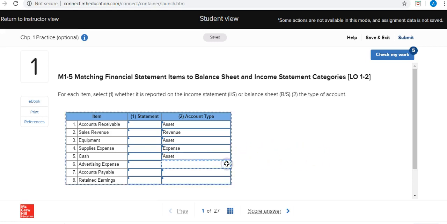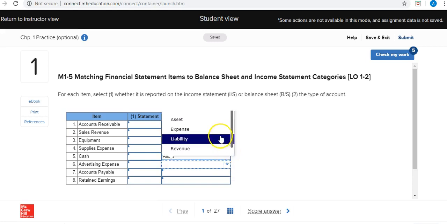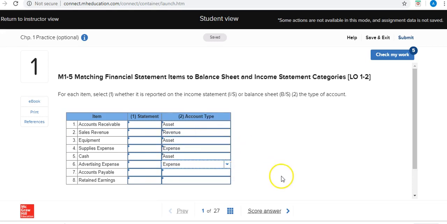The next item, advertising expense. It's got the word expense in it, so it helps us identify it. In this case, we are using up advertising to help us earn revenue in the current period. So advertising, a used up benefit, is considered an expense.